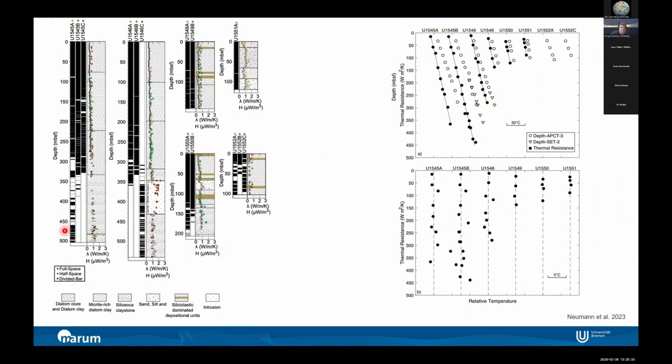You have depth on the left side, thermal conductivity here, and also the black line is the radiogenic heat production. As you can see, it's super low because it's marine sediments. We have some higher radiogenic heat production where we have some inputs from the rivers, from sands, like in this place, but in general, radiogenic heat production is way under the uncertainties of the heat flow measurements.